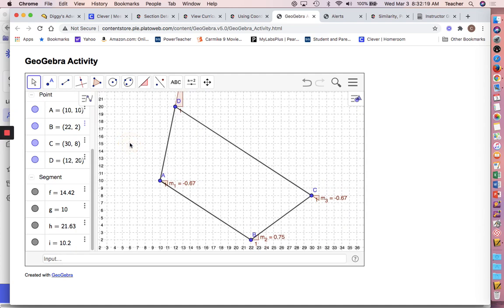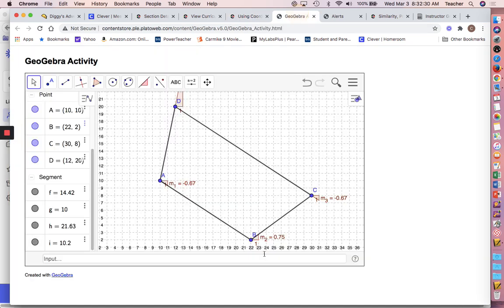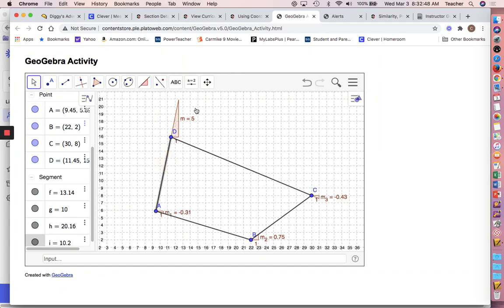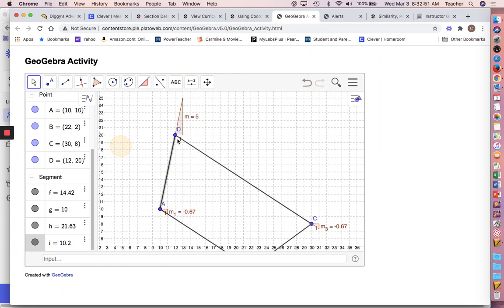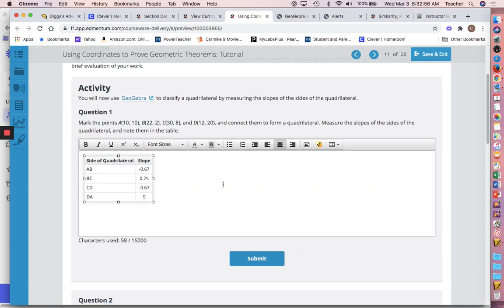All right, so let me get all my information in. So A to B is a negative 0.67. BC looks like it's a 0.75. I'm looking right there, 0.75. I already said CD is a negative 0.67. Looks like DA was a 5. Remember that thing? Wow, man, undo that. Yeah, slope for DA is a 5. All right, note them in the table.